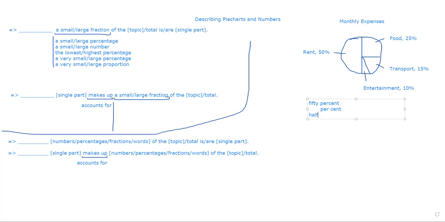Yes, we can also say, for example, half of the monthly expenses is rent. Instead of saying 50%, we can use the fraction as well. আমরা ভগ্নাংশটাও ইউজ করতে পারি। Even though writing half instead of 50% is going to lower our word count, শব্দের সংখ্যা যদিও কমে যাচ্ছে, that is going to give us marks with our analytical skills, because anyone can spell a number out.